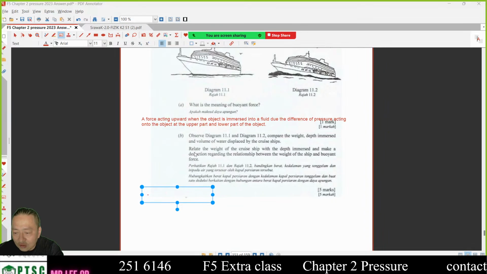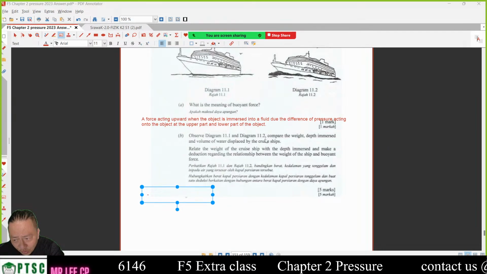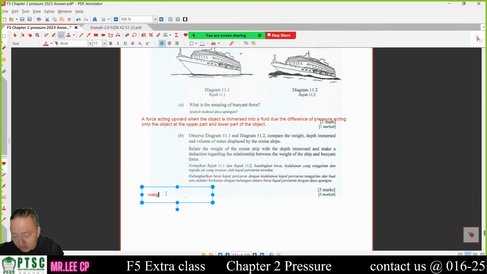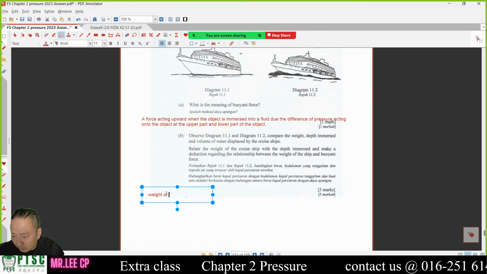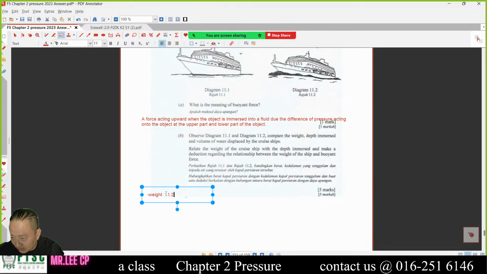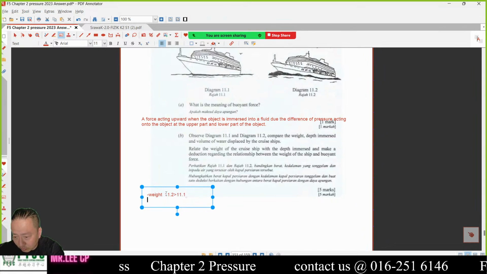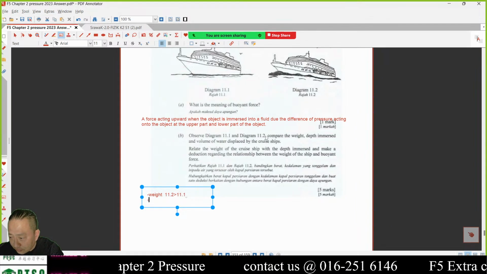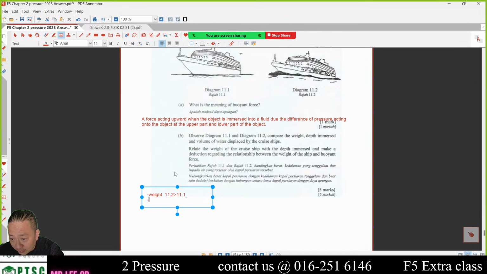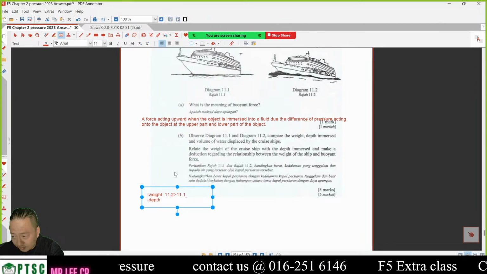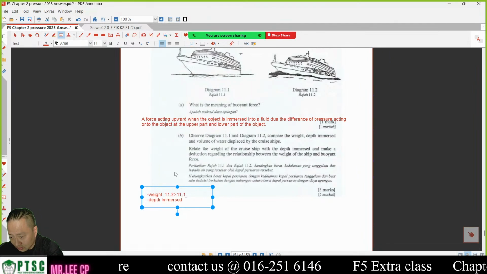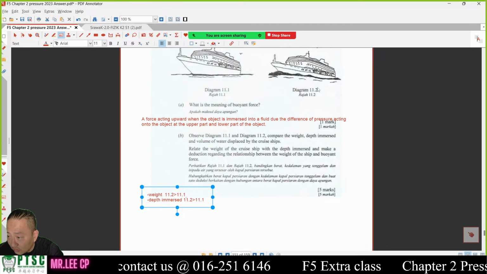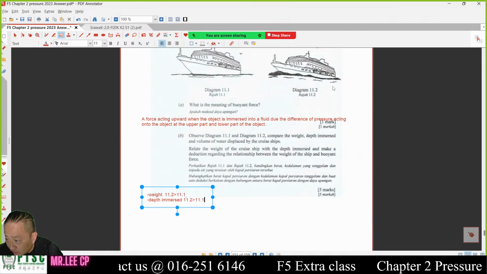So we start to compare. Observe 11.1 and 11.2. Compare the weight. Weight of 11.2 is more than 11.1. Okay, now I answer it fast. Compare the depth of the image. Depth of image 11.2 is more than 11.1. Where? This one, that is immersed more. This one is deeper, it goes in deeper.